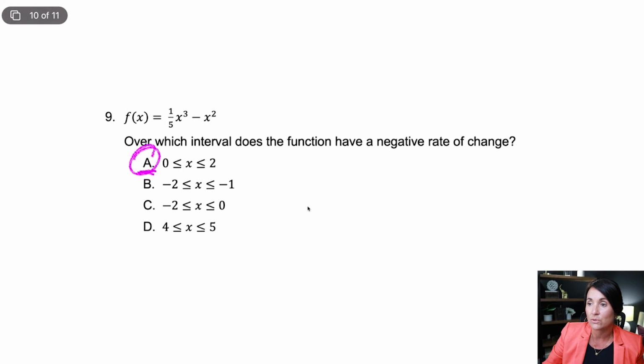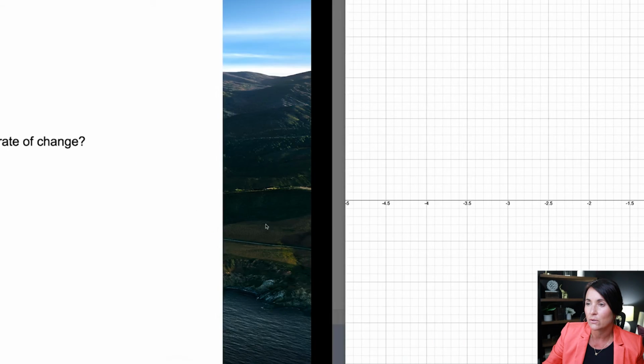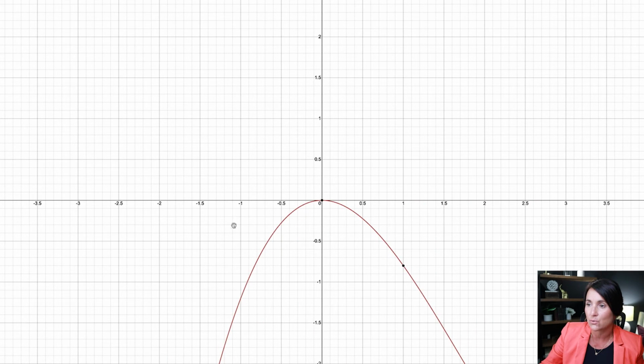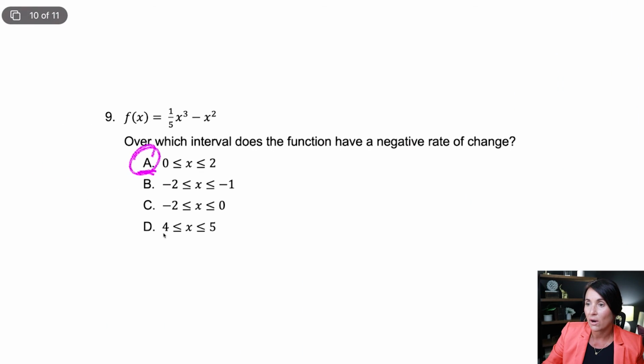x is greater than or equal to -2. So it's somewhere over in here, greater than or equal to -2. And it says here, less than or equal to 0. Again, we're in this range right here. Right here, still a positive slope. Let's discredit D.